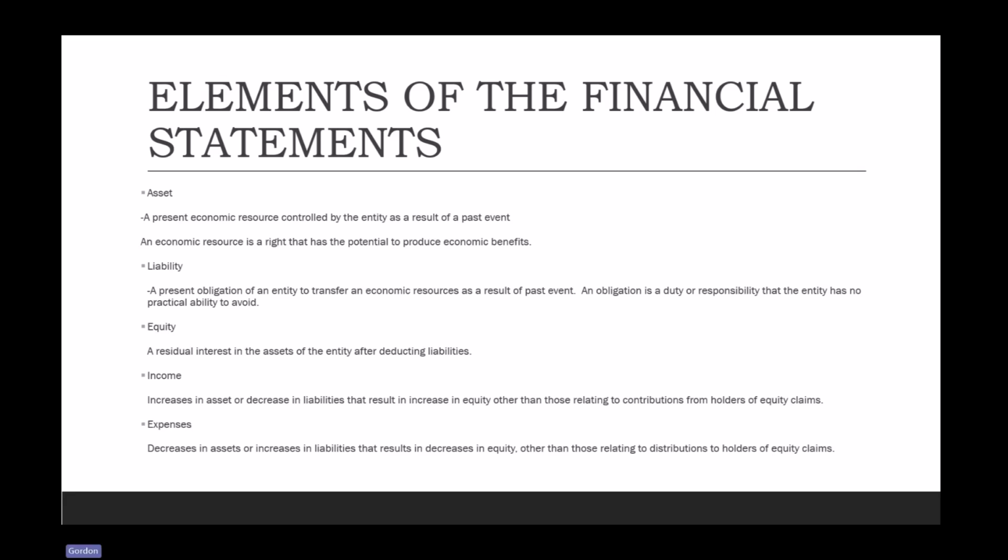So the owner's equity is basically the money that will be given to the owner after all assets have been sold and all liabilities have been settled. Does this make sense? Yes. Good.